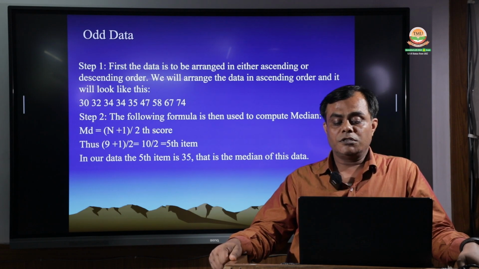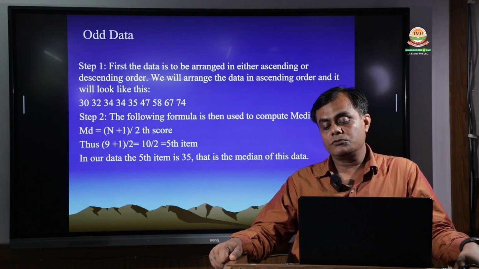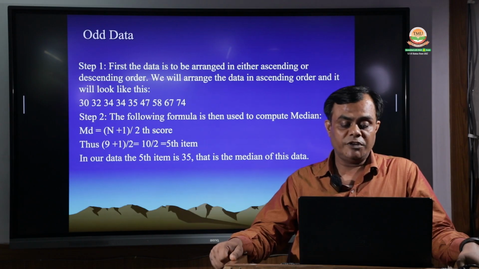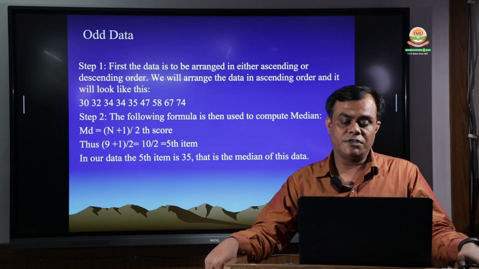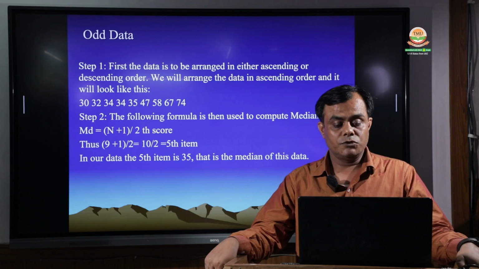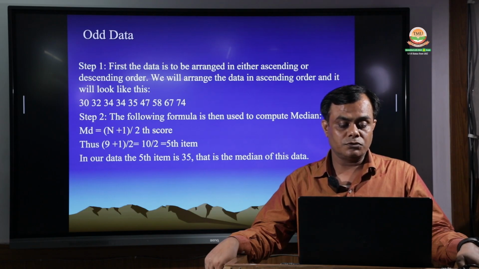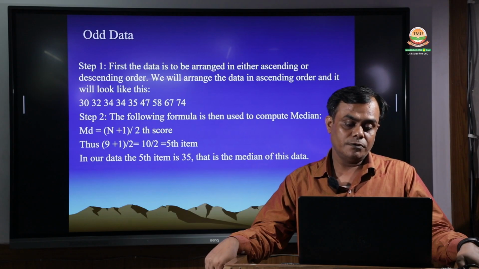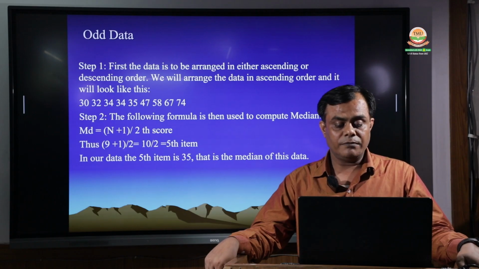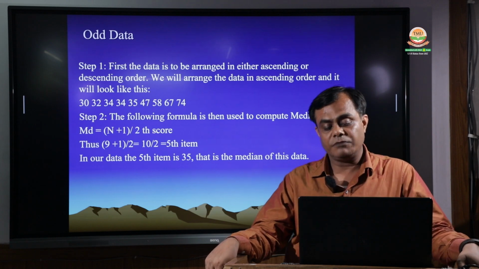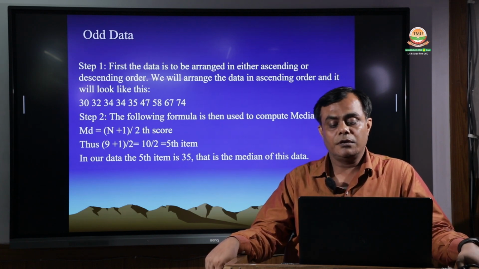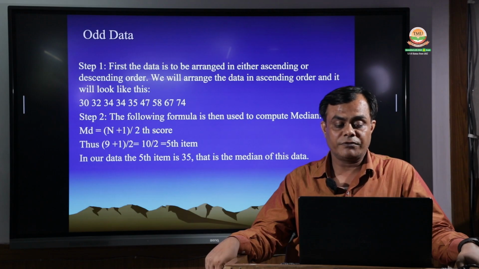The following formula is then used to compute the median: the median is the (N plus 1) divided by 2 th item. Here N is equal to 9, so 9 plus 1 is 10, and divided by 2 is 5. So in 30, 32, 34, 35, 39, the fifth item is 39, and then we can say that the median of this data is 39.